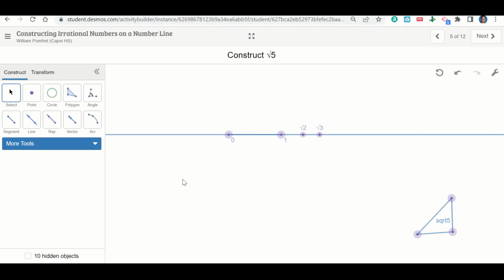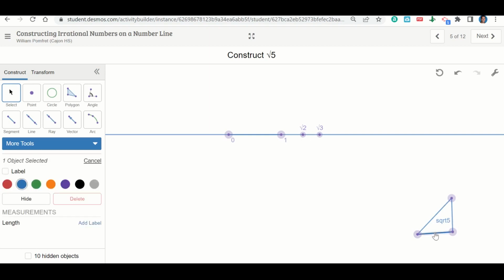So if I want that side length to be square root of 5, these two sides have to add up to be 5. So that could be 4 and 1 or 2 and 3, right? Those are the ways we can get 5. So let's say that I wanted it to be 2 and 3. So if I do that, this side would be the square root of that, so square root of 2.